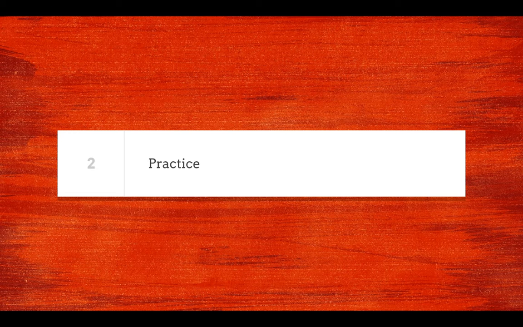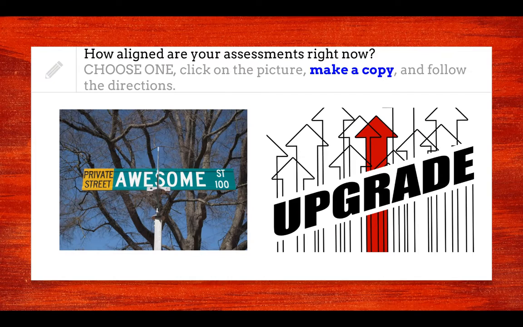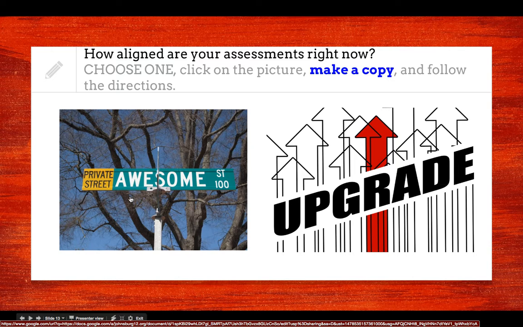So let's practice. In the email, I've also attached 2 documents. I want to know how aligned your assessments are right now. So there's going to be a document that says awesome people, and there's going to be a document that says upgrade. If you think your alignment or your assessments are pretty aligned right now, pick the awesome one. Okay, I got a little activity for you. If you think my assessments could use a little bit of an upgrade, maybe be more aligned to my learning targets, you're going to choose the upgrade one.